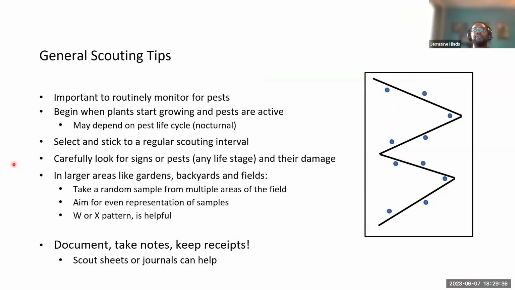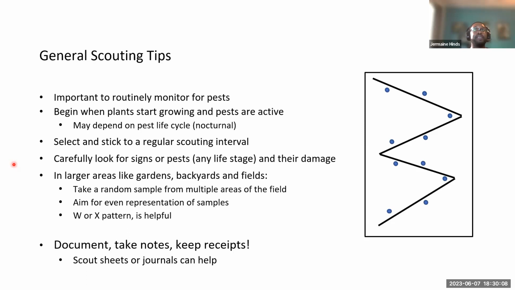Just some general scouting tips. It's important to routinely monitor for pests, so you want to make sure to set up a routine. You want to begin when plants start growing and pests are active. Often in this area, it's early spring, around May, when a lot of pests are starting to become active. So this is a good time to get out and set up a routine.